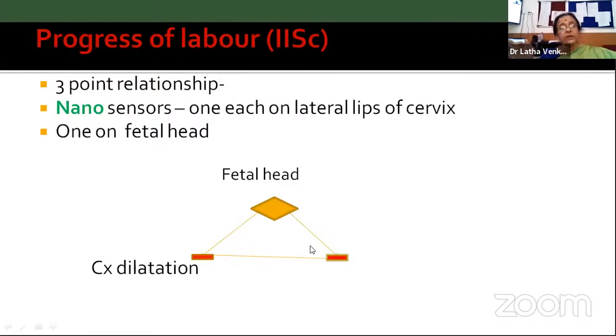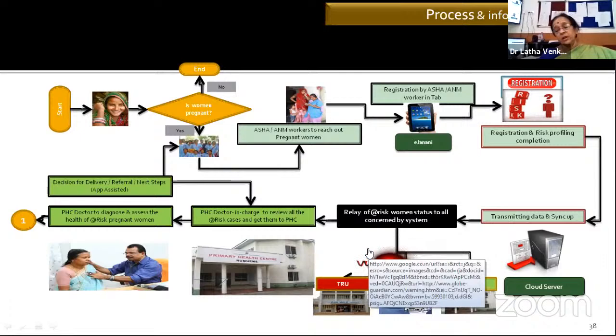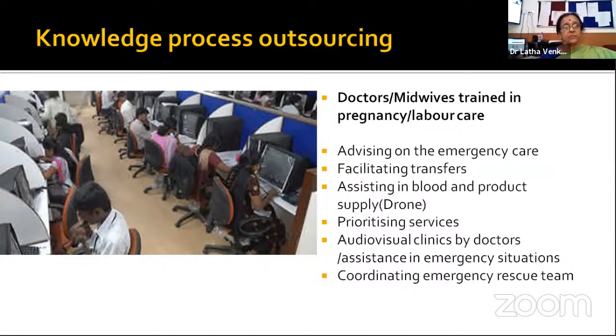It would also be very useful in detecting obstructed labor, which would be very, very important, especially in the peripheries. So this should be the future, actually. We should be able to have a process and information flow chart from all peripheral areas, that is primary health center, FRU, to the district, so that we take decisions at the right time, and there is no lag in picking up the danger signs of the mother or the baby.